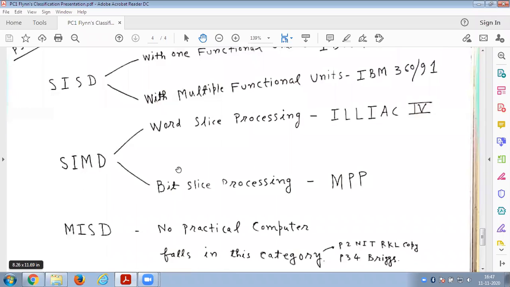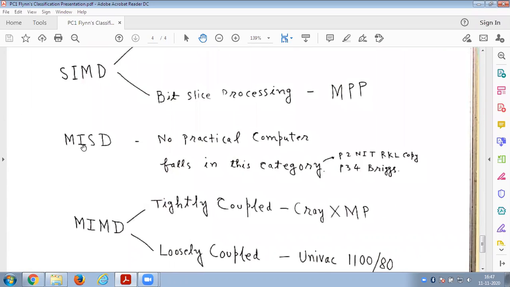In SIMD, there may be two categories: word slice processing and bit slice processing. ILLIAC IV is the example of SIMD under word slice processing. MPP and one more, DAP, etc., are the examples of SIMD under bit slice processing. As I told earlier, under MISD there is no practical computer which falls in this category, and this is written on page number 34, BICS also. Therefore, in the world, there is no actual computer which belongs to this category. This is only for theoretical purpose, MISD.